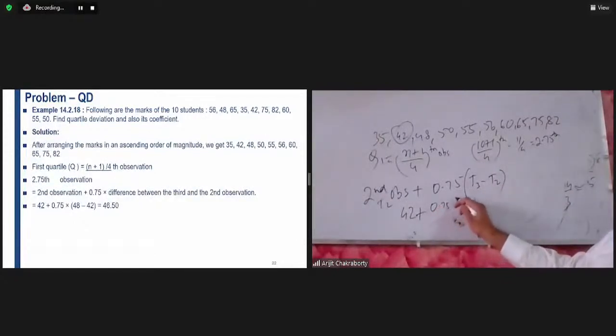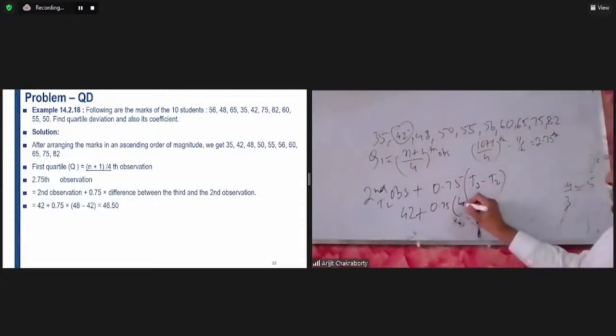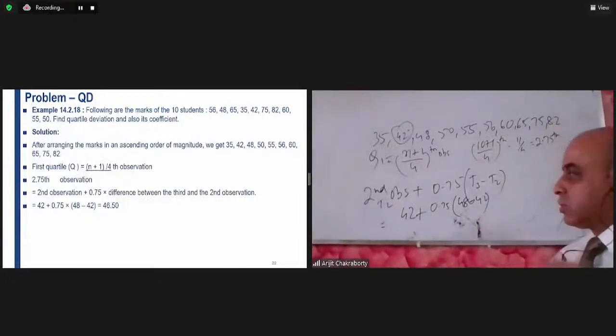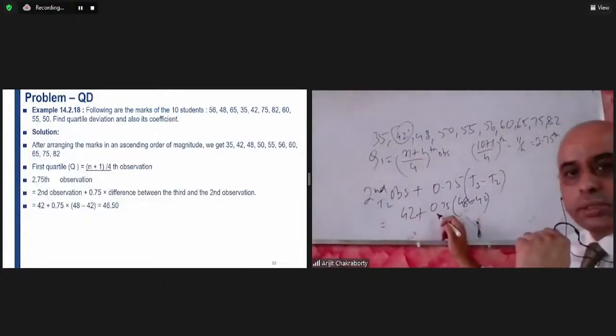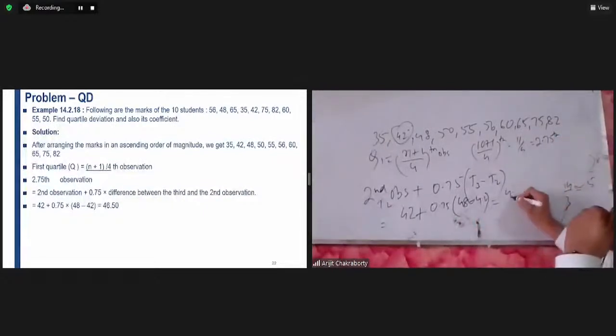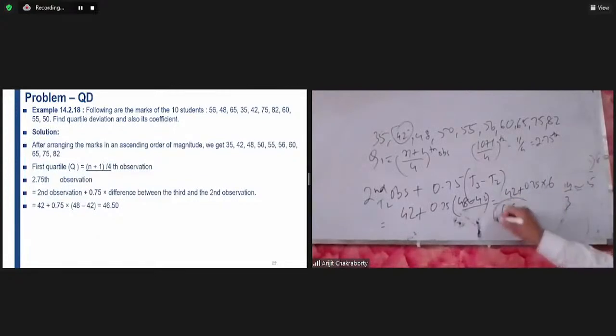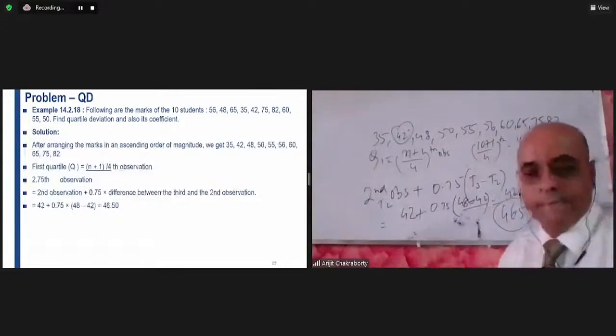Term 3 is 48, so 48 minus 42. Please note, 42 plus 0.75 into 48 minus 42 is equal to 42 plus 0.75 into 6, because 48 minus 42 gives you 6. So it comes out to 46.5. This is the value of Q1.